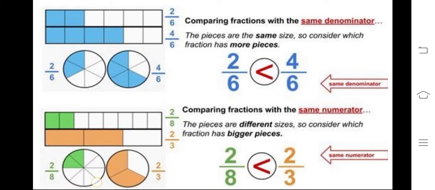2 by 8 is lesser. Why? Because this is colored less, but here it is colored more. Here also you see it is colored less, here it is colored more. But when we write, 2 by 8 is lesser than 2 by 3 because the numerator is the same, but the denominator is greater. When the denominator is greater, the value is small. But when the denominator is small, the value will be great. That is the difference here.